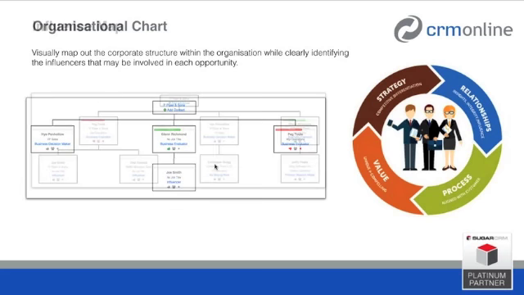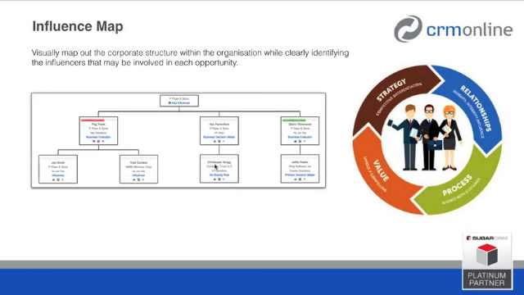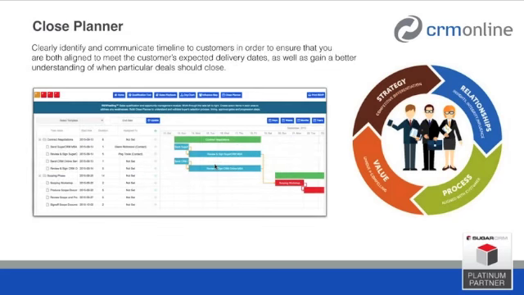Okay, and finally, not finally, but we also have an influence map, which allows us to map not just the organisational stakeholders, but external consultants, external influencers, and so on. Okay, and then finally, our close planner. So our close planner is a really powerful tool for really understanding the buying process and the timeline of our customers. Okay, so we're going to show you this in play in just a minute.